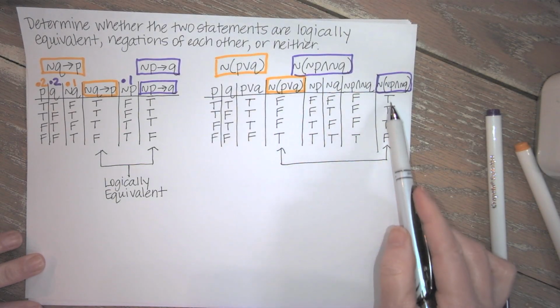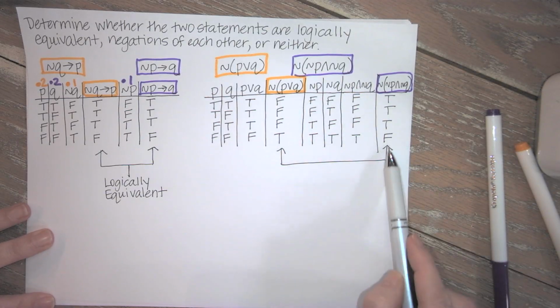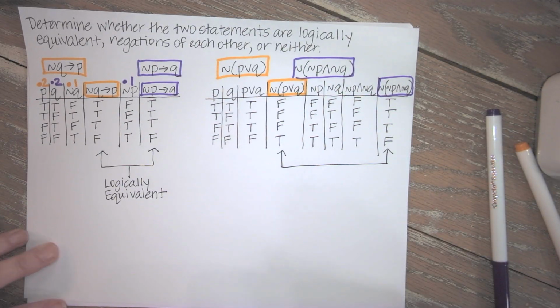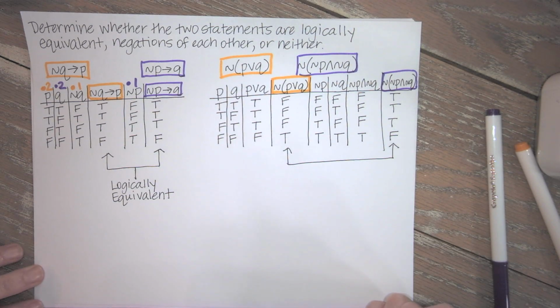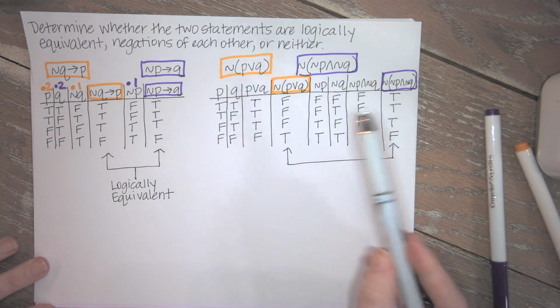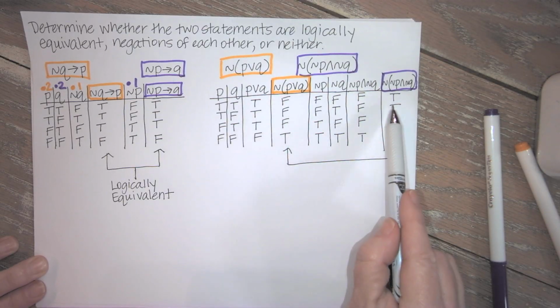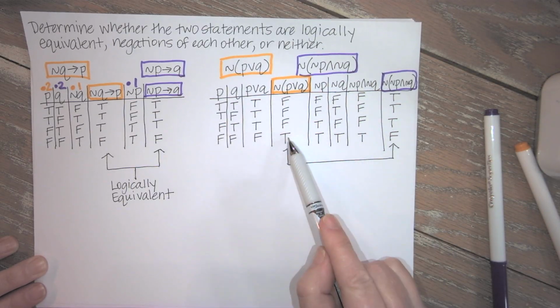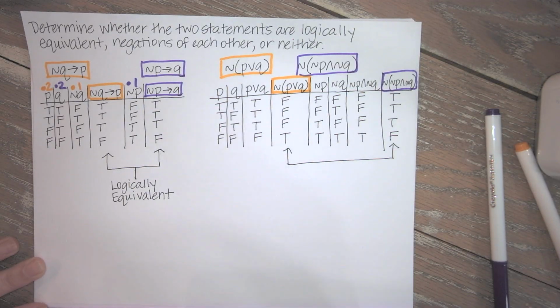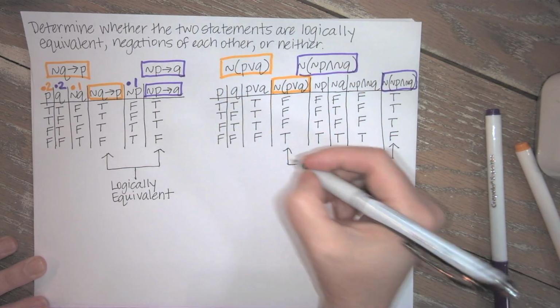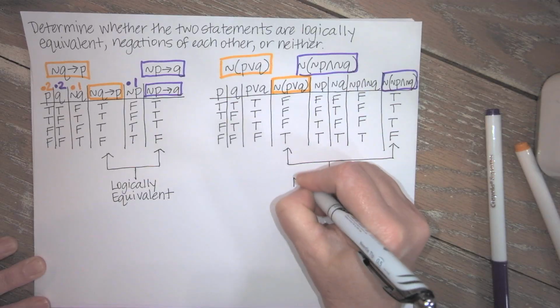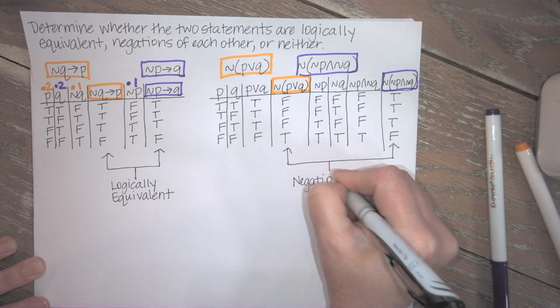To be logically equivalent, they have to be exactly the same, which they are not. The next option is, are they negations of each other? If they have opposite truth values in every situation, they will be negations of each other. So look here, we have false, true. Those are opposites. False, true, opposites. False, true, and true, false. So these are exact opposites, which means these two statements are negations of each other.